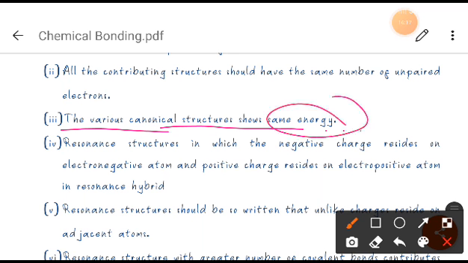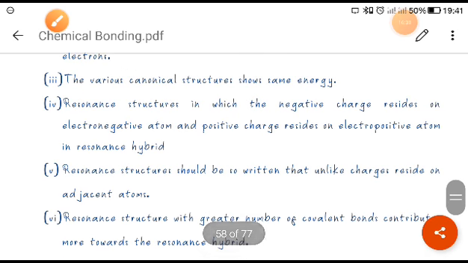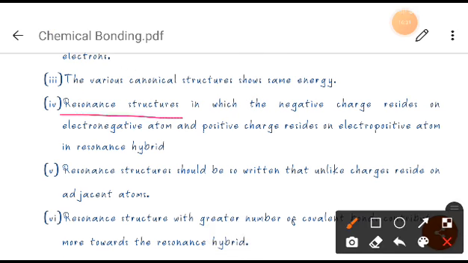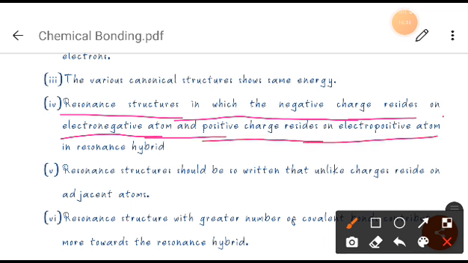Okay, now next is the resonating structure in which the negative charge resides on the electronegative atom and the positive charge resides on the electropositive atom contributes more to the resonance hybrid. Okay, and when we are drawing the resonating structure, at that time we will see that the negative charge resides on the electronegative atom and the positive charge on the electropositive atom.